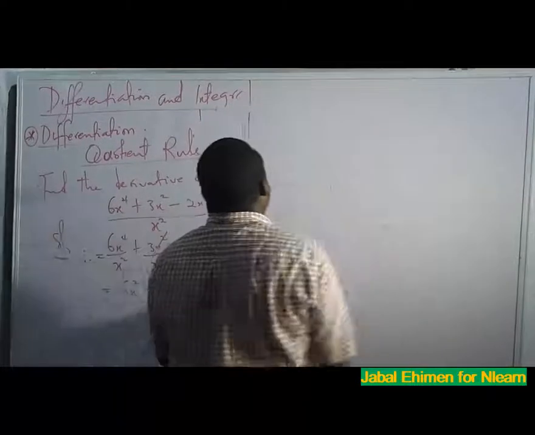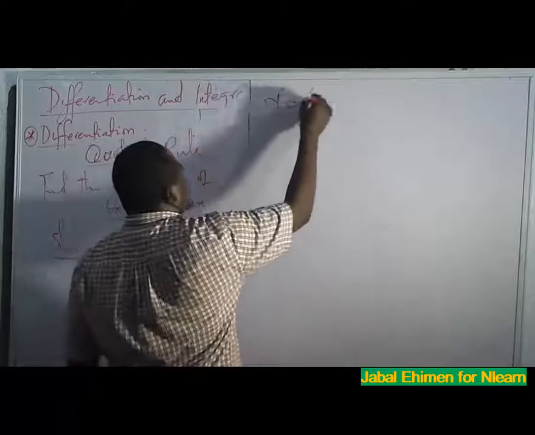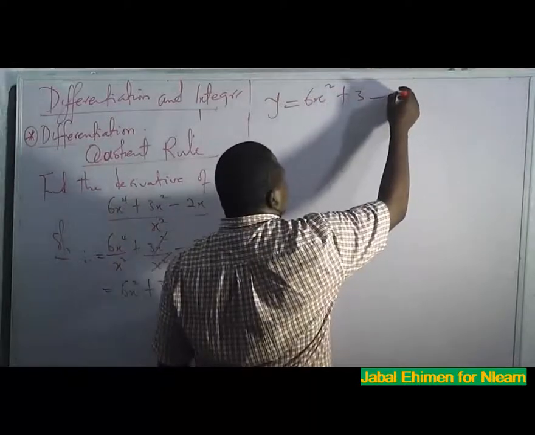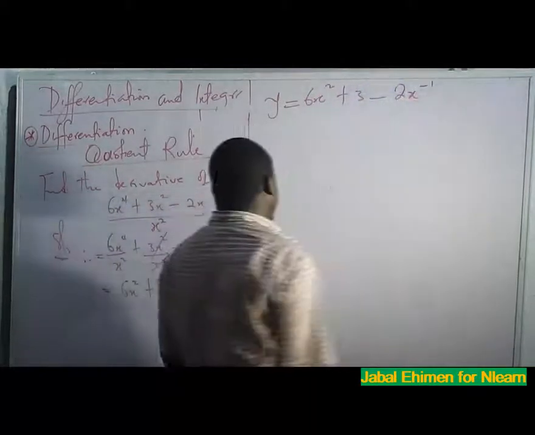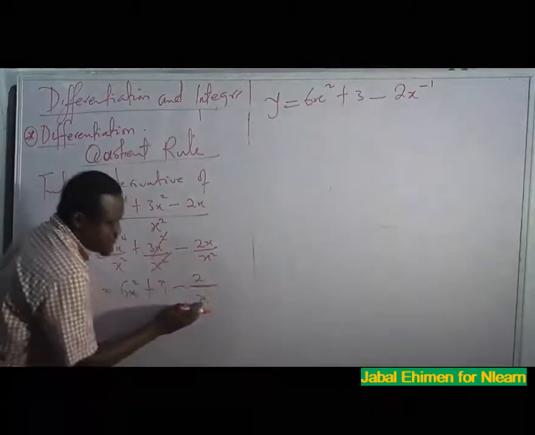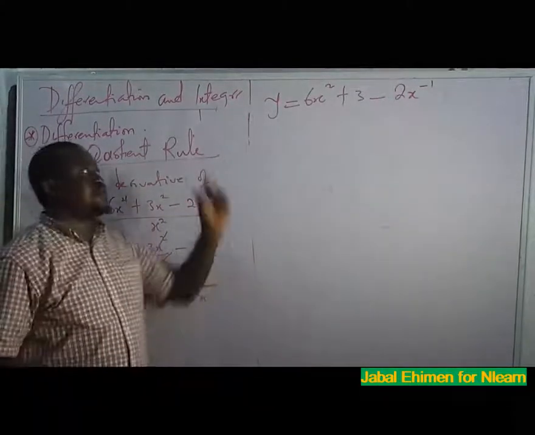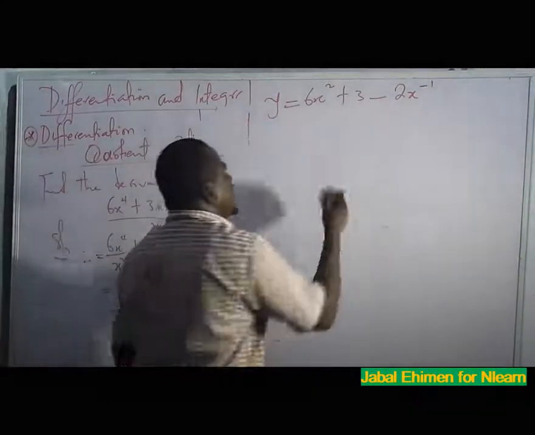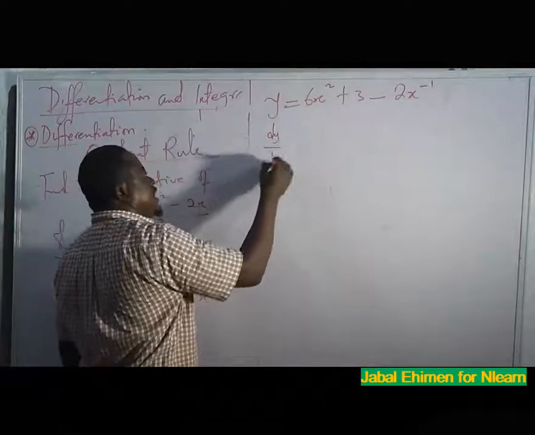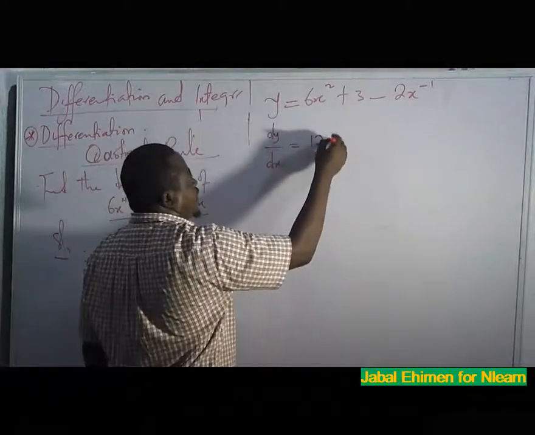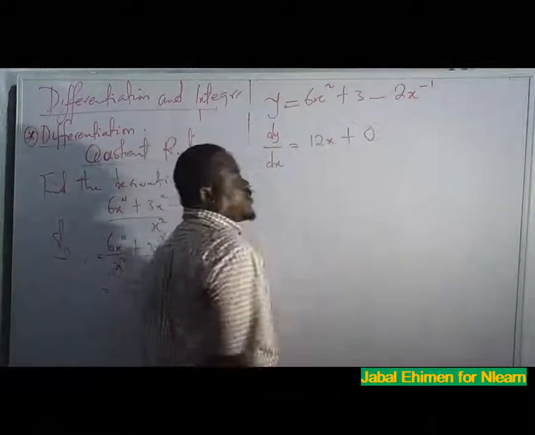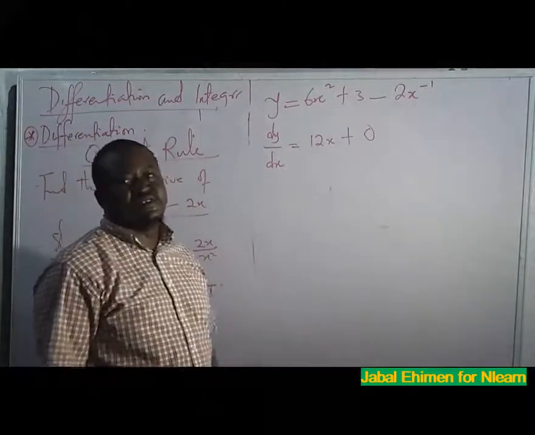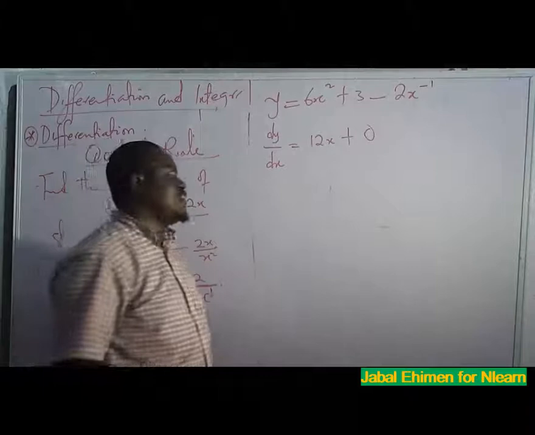Now, from here, it shows that y now is equals to 6x squared plus 3 minus 2x to the power minus 1. The reason is because when the x is beneath the denominator, if it comes up, it becomes minus 1. Because here, the x has a value of plus 1. Now, from here, let's see the dy dx. The dy dx becomes 12x plus 0. The dy dx of a constant is 0. The dy dx of minus 100 is 0. The dy dx of 2 million is 0. I'm a constant too. Probably the dy dx of me is 0.